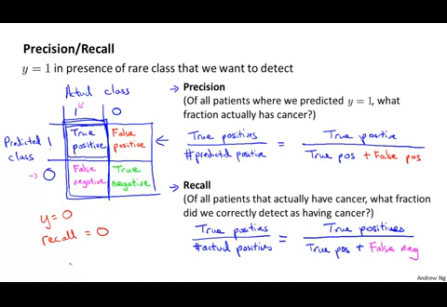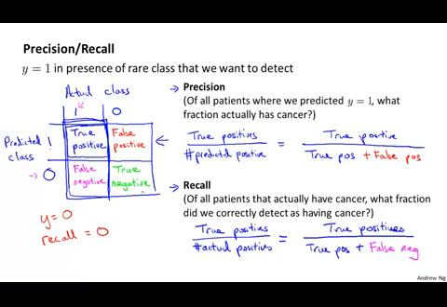And more generally, even for settings where we have very skewed classes, it is not possible for an algorithm to quote cheat and get a very high precision and a very high recall by doing some simple thing like predicting y equals 0 all the time or predicting y equals 1 all the time. And so we're much more sure that a classifier with high precision and high recall actually is a good classifier, and this gives us a more useful evaluation metric. There's a more direct way to understand whether our algorithm may be doing well.